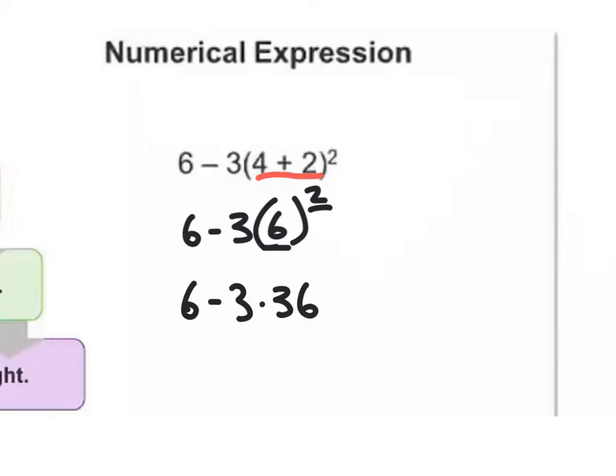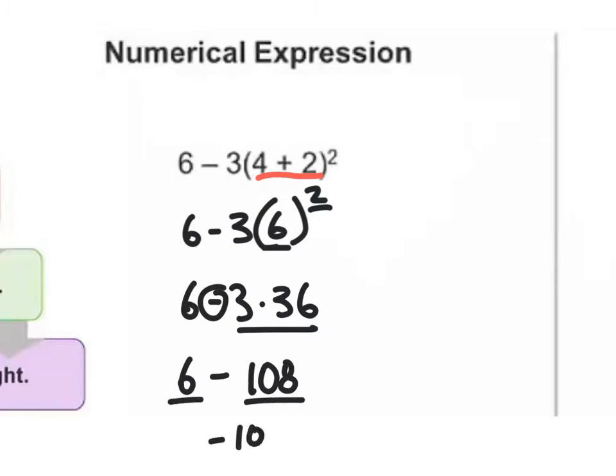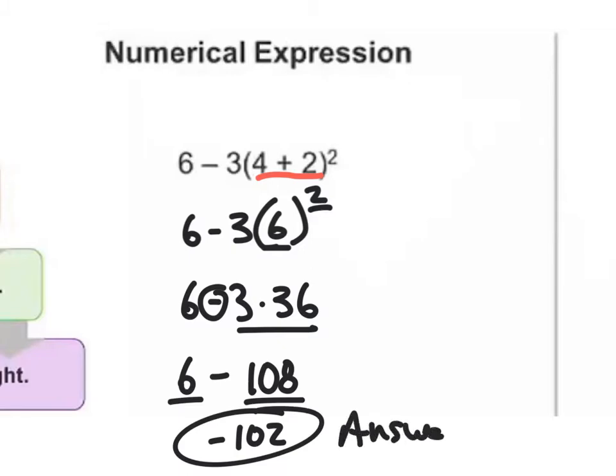Now I have to multiply before I can do the subtraction. So I'm going to get 6 minus whatever 3 times 36 is, which is 108. And if I do 6 minus 108, that's just going to give me negative 102. And that's it. That's my answer. We've just evaluated that.